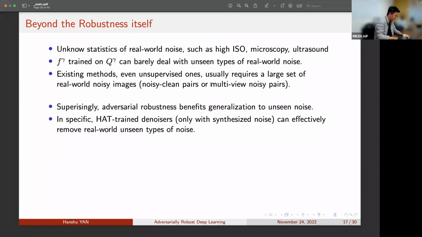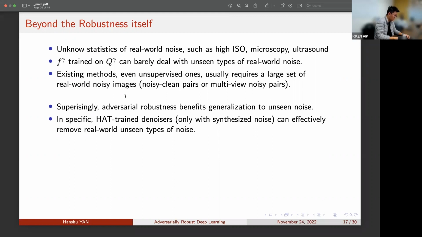It means that in real-world applications, we capture images with a camera or with other devices, and the status of the noise is unknown. Many people have shown that a denoiser trained on common noise can barely deal with this unseen type of real-world noise. But existing methods to solve this problem, even unsupervised ones, usually require many image pairs, such as noisy-clean pairs or multi-view noisy pairs. But in some applications, especially high-stake applications, it may not be possible to obtain these pairs.